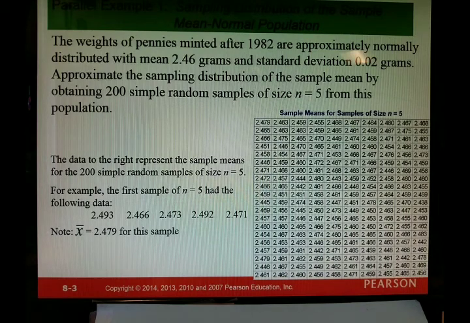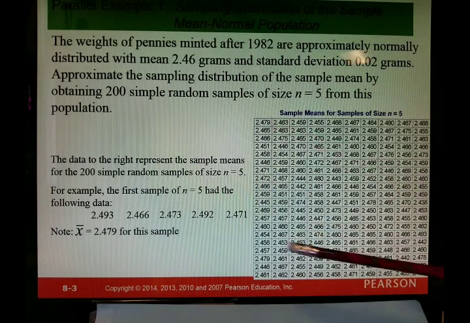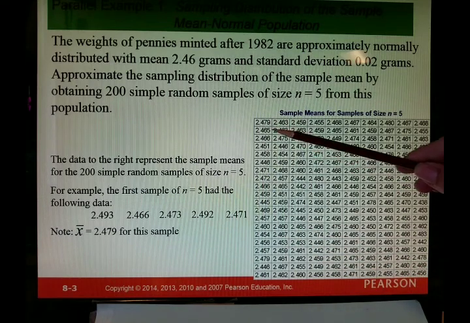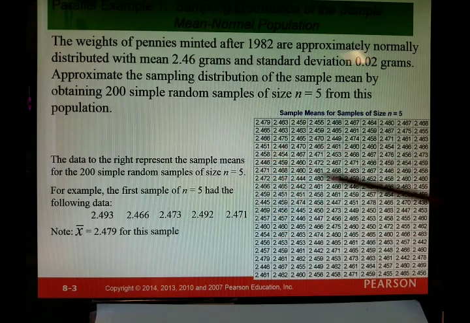So what's happening here is they're saying that they took sample sizes of 5. In other words, they drew 5 pennies out of the population. They took the average of those weights and they recorded the value. And this was the first group of 5. And then this is the next group of 5, the average of their weights, the next group of 5, the next group of 5, and so forth. And they did this 200 times.